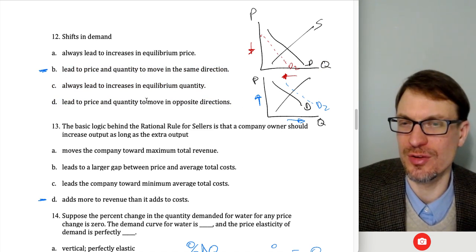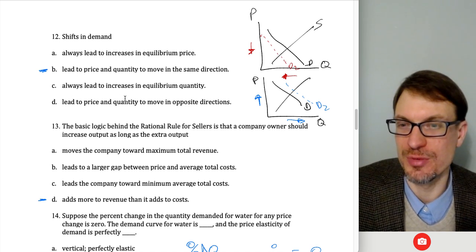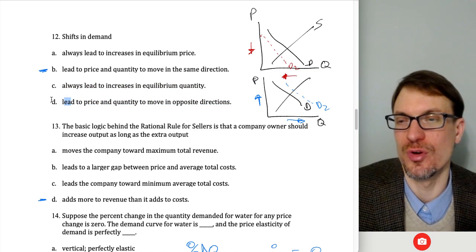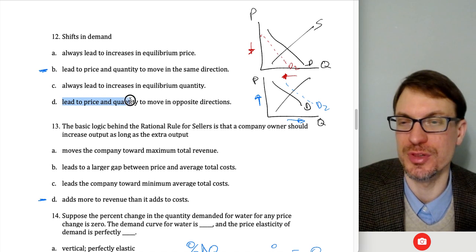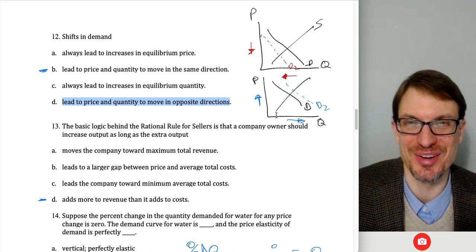Always lead to an increase in equilibrium quantity. Nope, not if you have a decrease in demand. Same as A. Lead to price and quantity moving. No, shifts in the supply curve will lead to price and quantity to move in the opposite directions. You should draw the corresponding pictures, right?